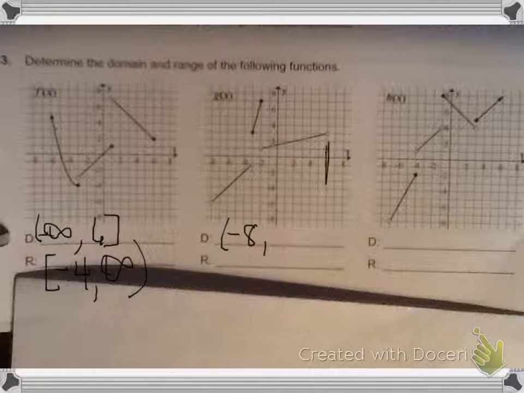And it stops right here at the 6. And they're both open circles, so we'll use parentheses. Now the range starts at negative 6 and goes up until you get to negative 2, and then it stops. So there's a gap right here.